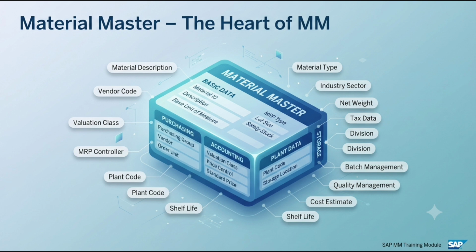Once created, the same material number is used across the entire organization. This eliminates duplication and ensures consistency. Every purchase order, goods receipt, and inventory movement refers to the material master. Accurate material master data is the key to smooth processes. Errors here cause problems throughout the supply chain.